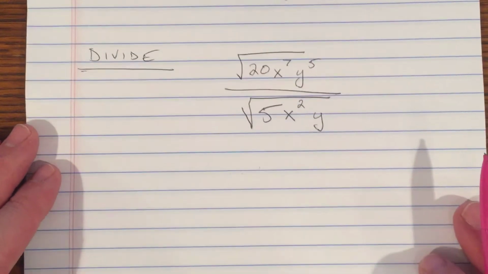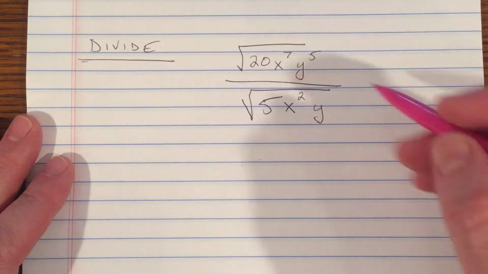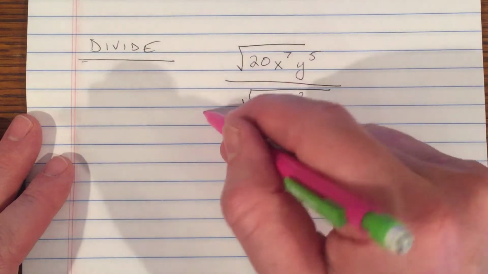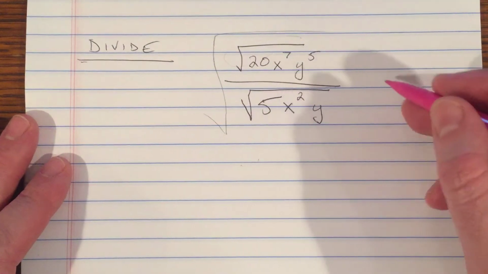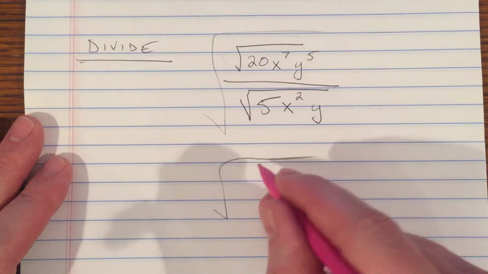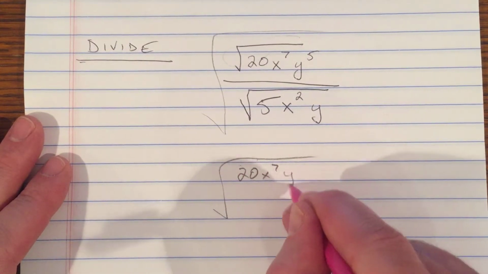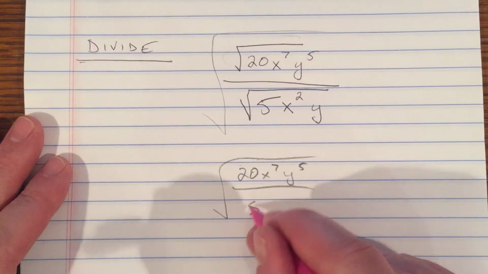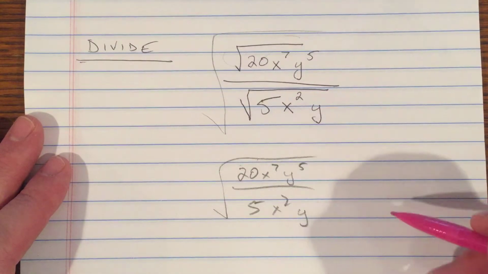And then the last piece is division. On division, we can write these as a single radical. So I can just make this one big one instead of two separate ones. I'm going to do that right here. This is the square root of 20x to the 7th y to the 5th over 5x squared y. So now I simplify this.